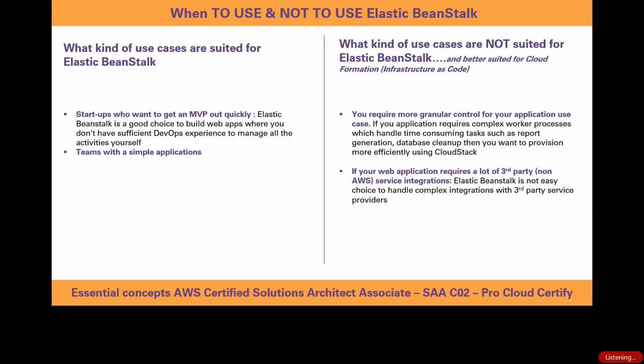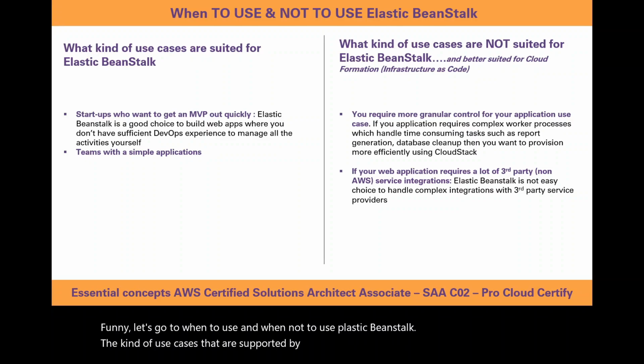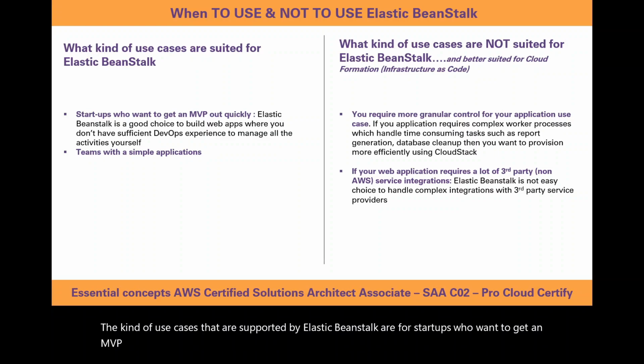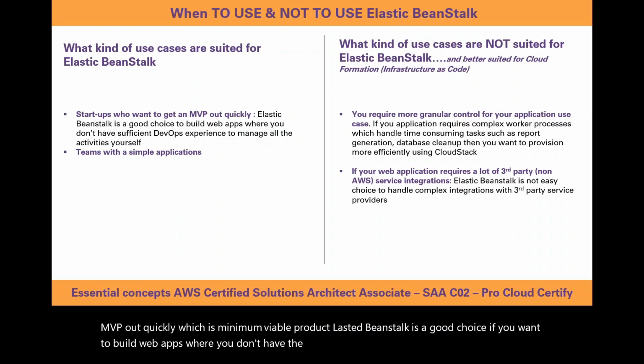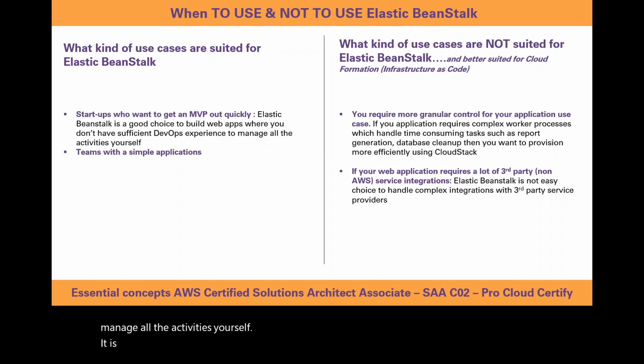Finally, let's go through when to use and when not to use Elastic Beanstalk. The kind of use cases that are supported by Elastic Beanstalk are for startups who want to get an MVP out quickly, which is a minimum viable product. Elastic Beanstalk is a good choice if you want to build web apps where you don't have sufficient DevOps experience or teams to manage all the activities yourself. It is a good choice if you have a team and you want to build simple applications.